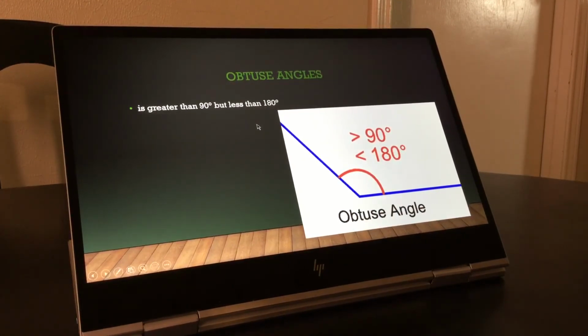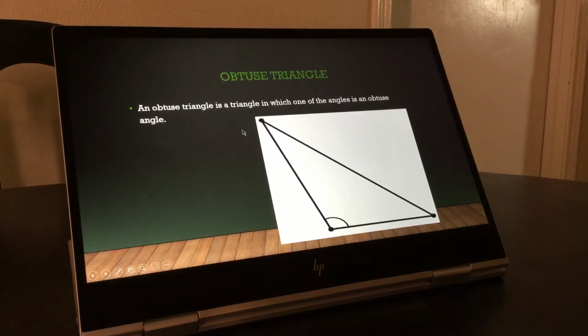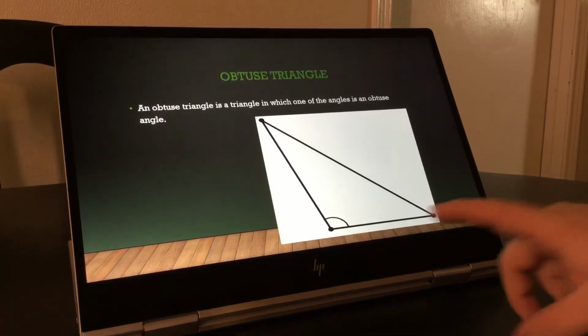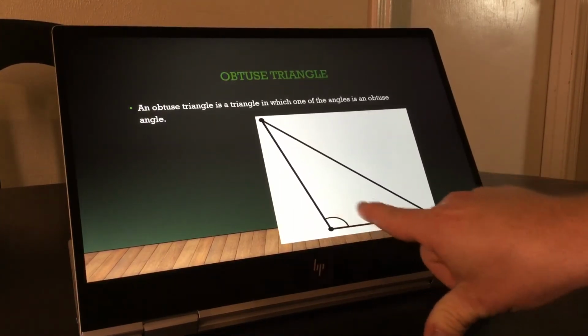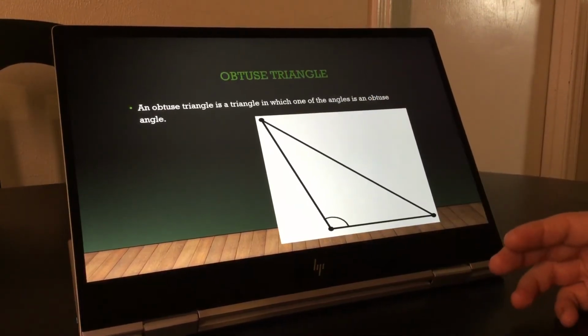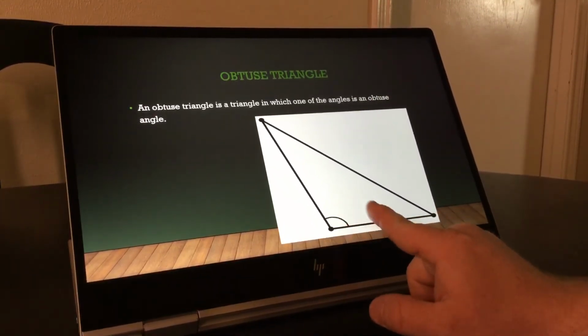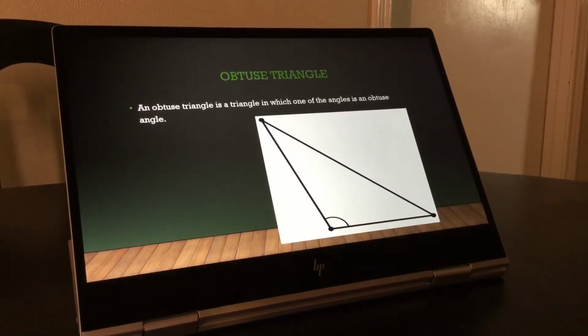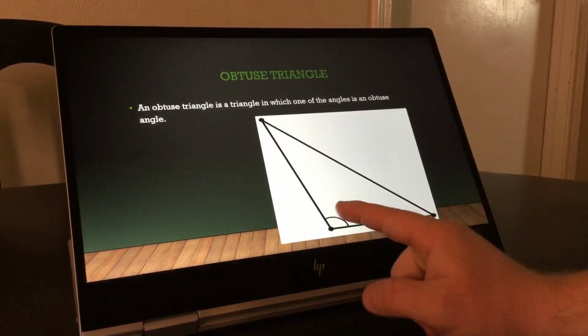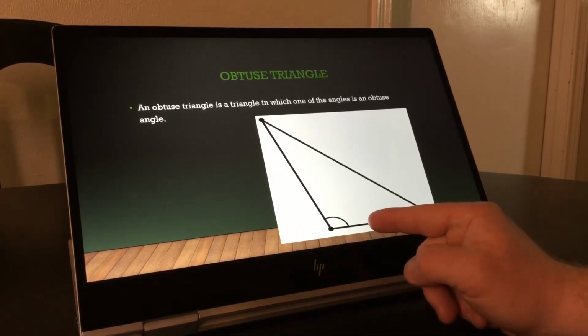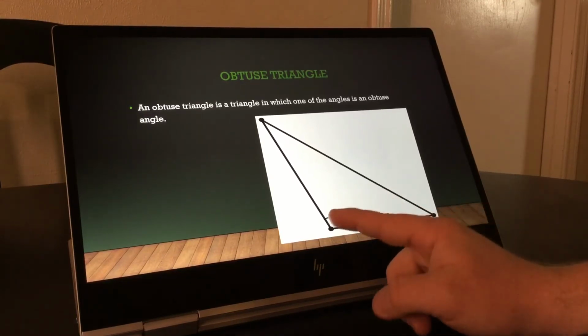So let's look at an obtuse triangle. An obtuse triangle is a triangle in which one of the angles is an obtuse angle. So unlike the acute triangle where it goes off of all the sides, this is more like the right triangle. We're only looking at this one angle right here. The other two can be whatever they need to be, but this one right here just needs to be bigger than a right angle. So looking at it from a degrees side of it, this angle right here needs to be somewhere between 91 degrees and 178 degrees.